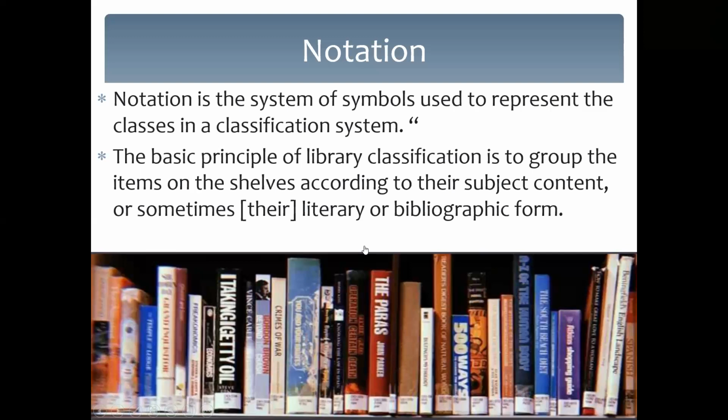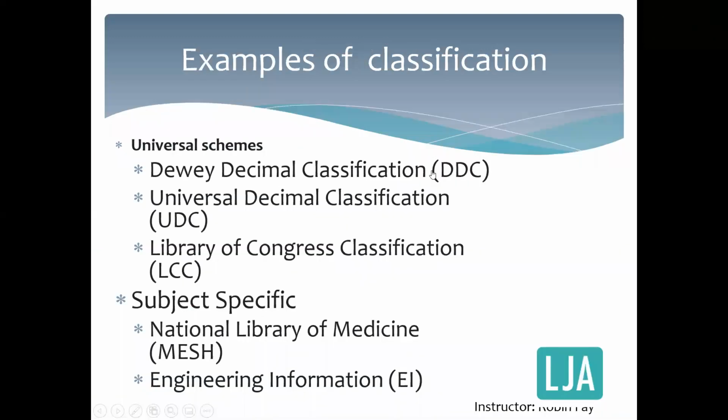The basic principle of library classification is to group items on the shelf according to their subject content, or sometimes by their literary or bibliographic form. There is a little bit you can do with Dewey with the bibliographic form and with literature, and we'll talk a little bit about that as we go through our exercises.